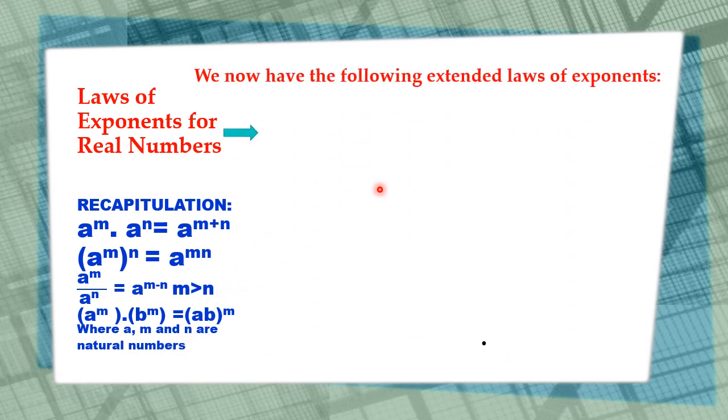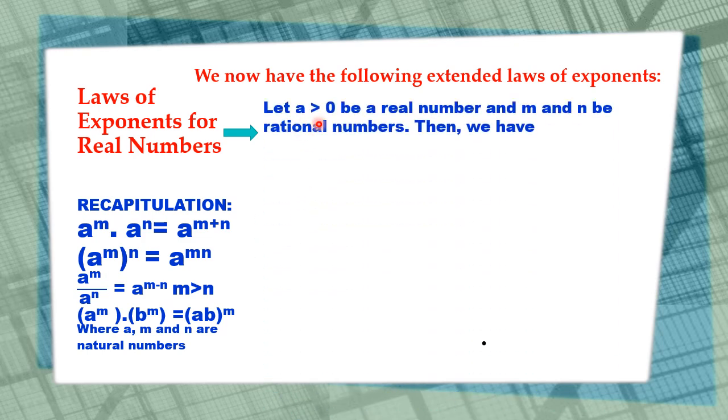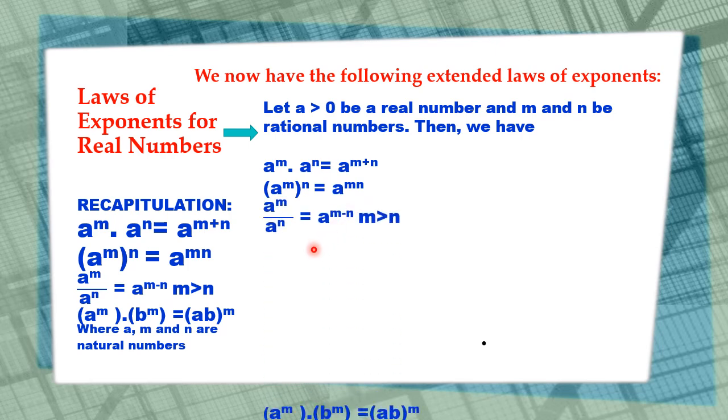Let's talk about the extended laws for real numbers. Here a is greater than 0, a real number. It means the base is a real number. And m and n are rational numbers. Then the same laws will be applicable over here also. a power 0 is equal to 1. This is also a law which is applicable for real numbers. But we could not say it over there because we had m and n as natural numbers, so we did not use it over there.